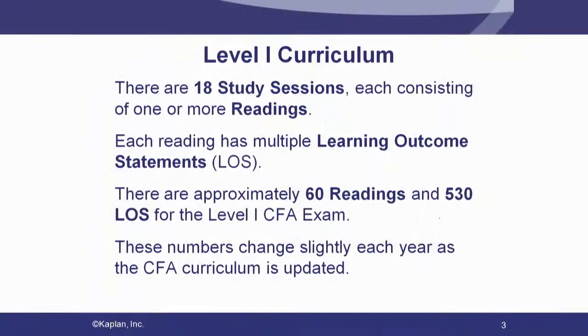So first, let's look at the curriculum. The curriculum at Level 1 is divided into 18 study sessions, and each study session has one or more readings. Each reading has multiple learning outcome statements. We refer to these as LOS. There's approximately 60 readings and 530 learning outcome statements for the Level 1 CFA exam. As the curriculum changes a little from year to year, these change a little, but those are pretty close in any given year.